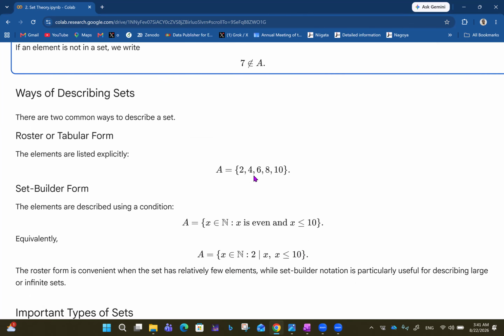Here we just have 5 elements, so it's easy to just list everything. Imagine you have 10,000 elements here, or 1 million elements, which is possible. You could just say x is a natural number where 2 divides x, and x is less than or equal to 1 million. So instead of listing all the 1 million, maybe not 1 million, maybe 500,000 elements or so, you can just use that simple notation to describe that. So roster form is good for few elements, and set builder form is good for when you have a large number of elements.